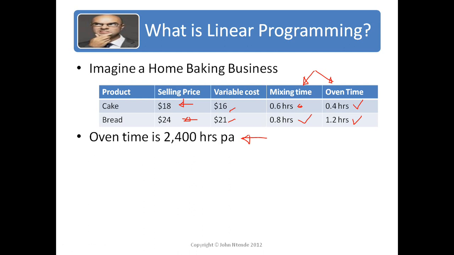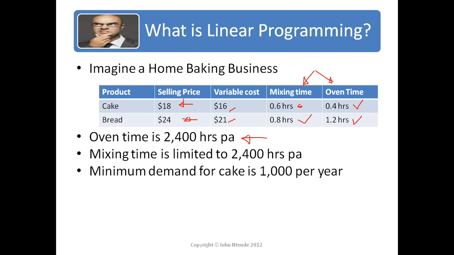So that's one constraint. Another constraint which has been given is the mixing time, and it could be because of the labor constraints. So the mixing time is limited to 2,400 hours per year. So that is constraint number 2. The minimum demand has been set at 1,000 per year. And the maximum demand for bread is 1,300 per annum. So you have a business which is making cake and bread, and it is subject to 4 constraints.